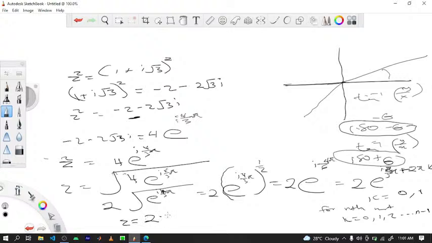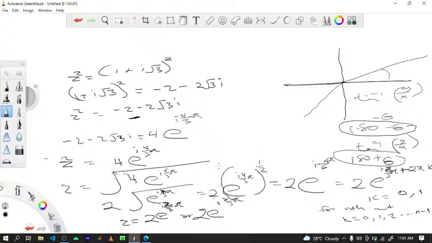If we are to put k as 0, we get e to the power i 2 pi on 3, so 2 over 3 pi. And if we are to put k as 1, we get 2 e to the power, so 2 on 3 pi plus 2 pi is going to be 8 on 3 pi, right? So 2, then i here 8 on 3 pi, right?